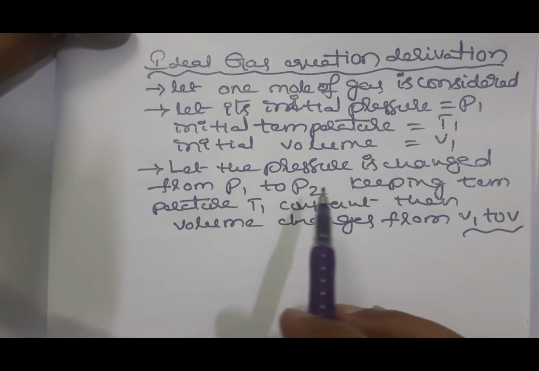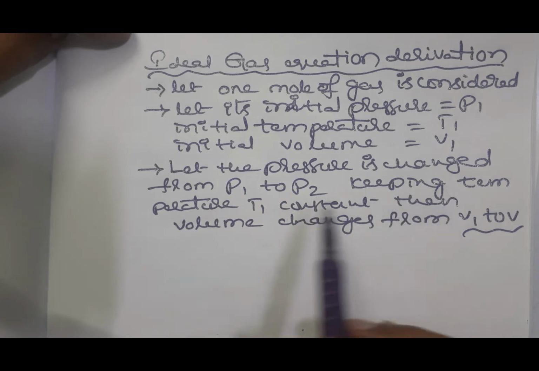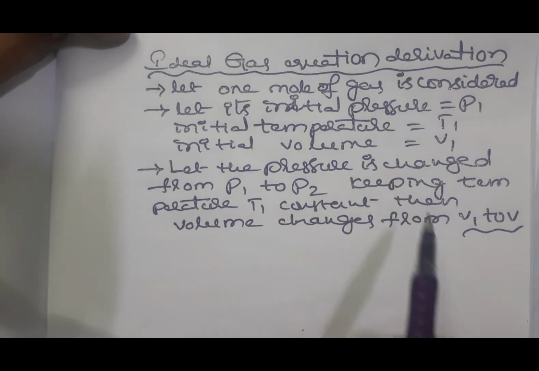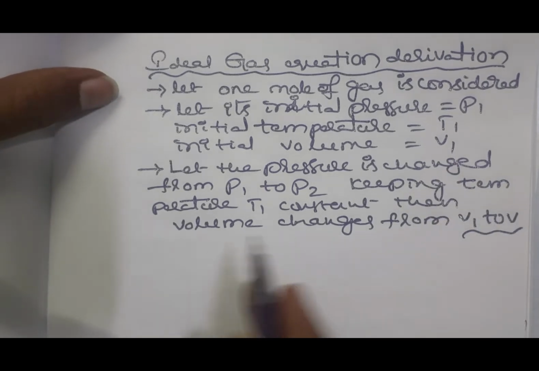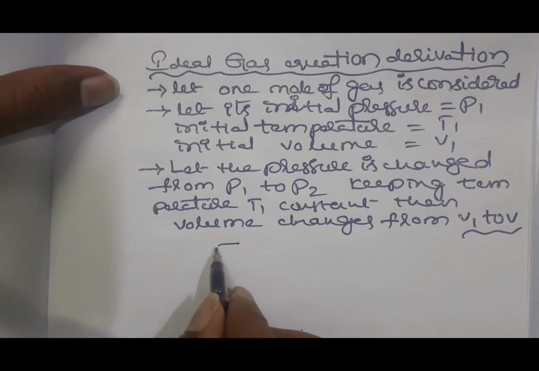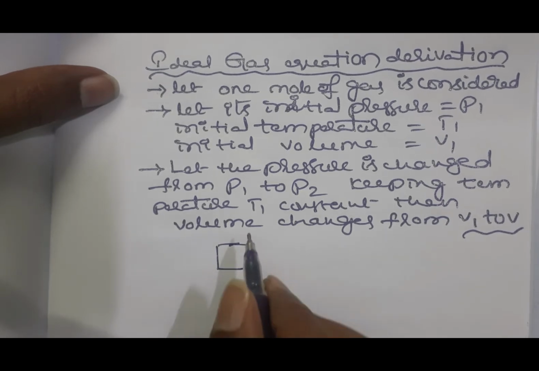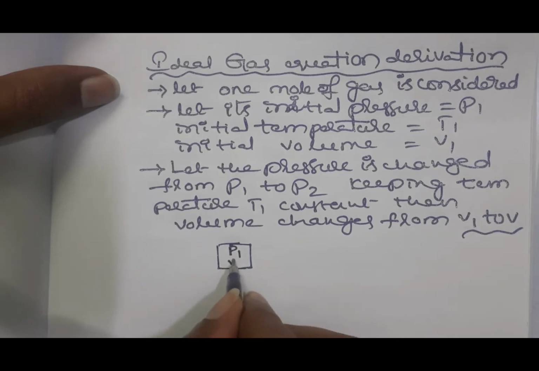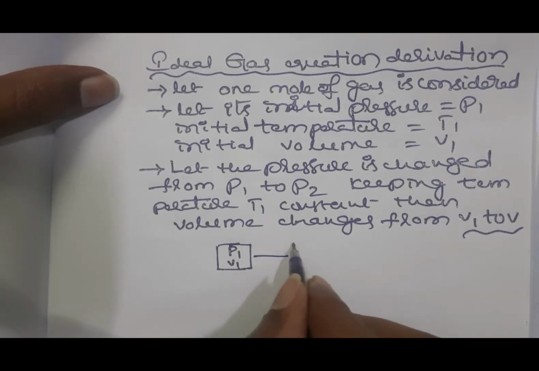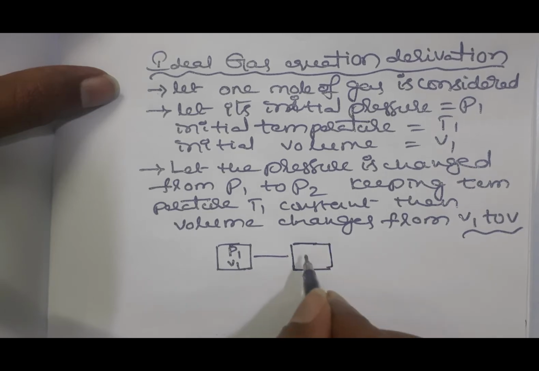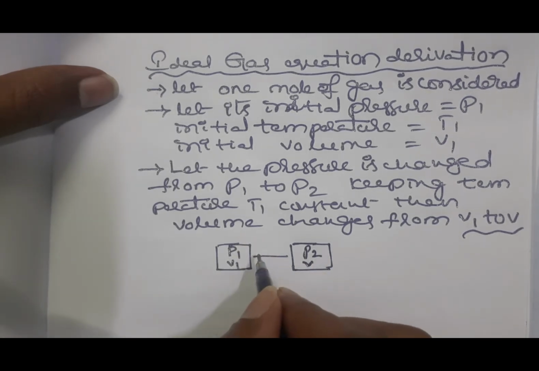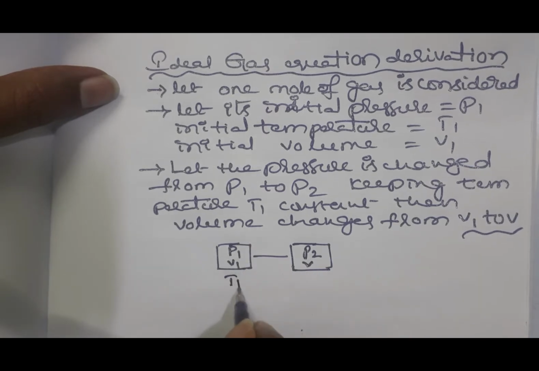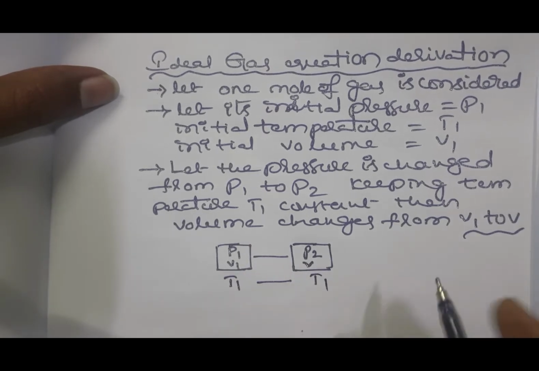Let the pressure be changed from P1 to P2, keeping the temperature constant. Then the volume of the gas also changes, let us say from V1 to V. So you can see it in the form of a figure. Initially the pressure is P1 and the volume is V1. Then the pressure is changed from P1 to P2, and the volume is changed from V1 to V. But in both cases, the temperature is maintained constant.